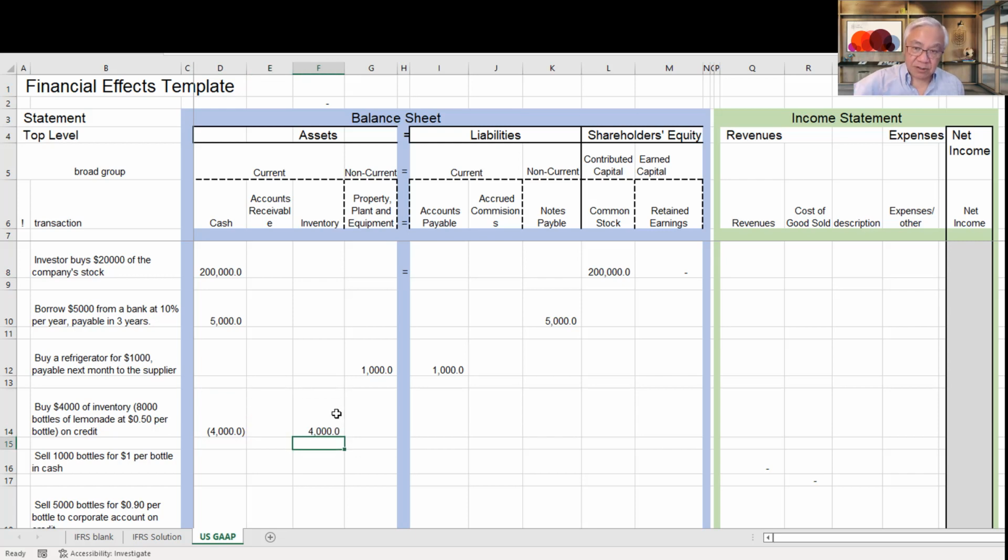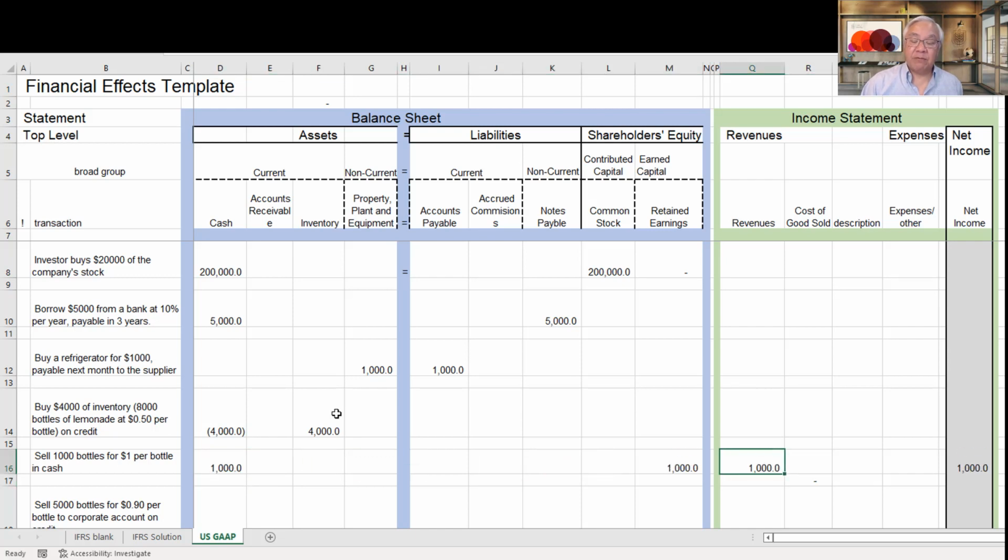So cash goes out, it goes down, inventory goes up. We got more lemonade, so that goes up, right? Next is we sell some. We sold 1,000 bottles at $1 per bottle in cash. Cash goes up 1,000, and that's our first bit of revenue over here.